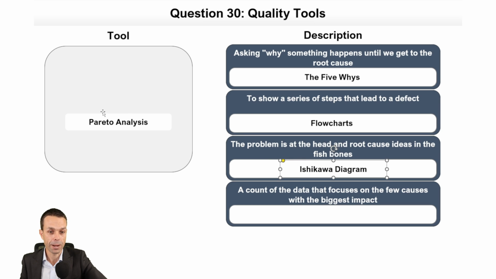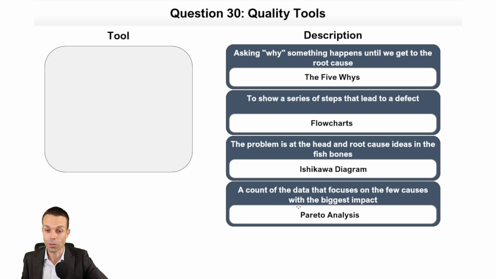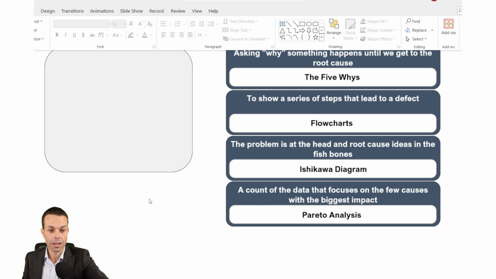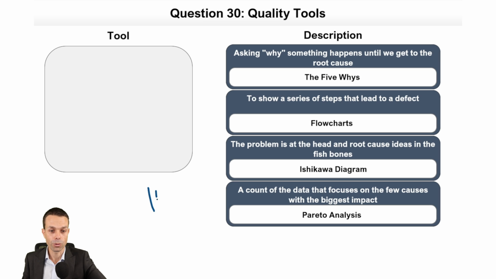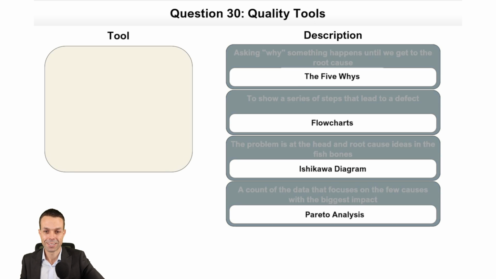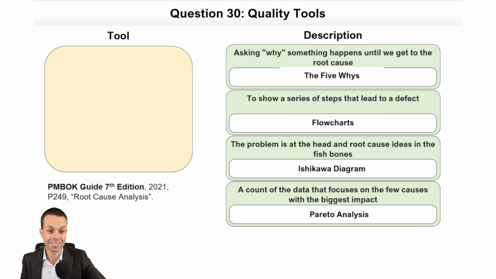Wonderful, wonderful diagram. And Pareto analysis is a count of the data that focuses on the few causes. So we've got a few here, and then the rest maybe not so much. But overall, this accounts for the majority of our causes. It's the 80-20 principle, the few causes with the biggest impact. Let's quickly check that we got it correct. And there it is, root cause analysis under page 249 on the PMBOK Guide 7th edition.